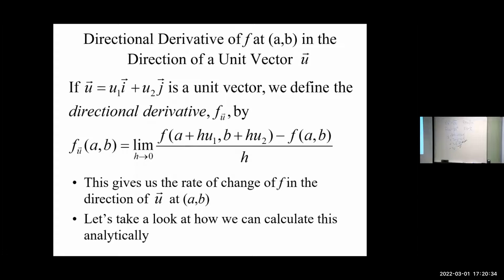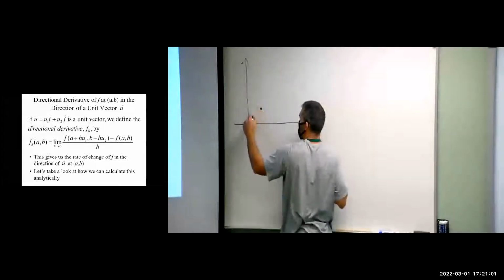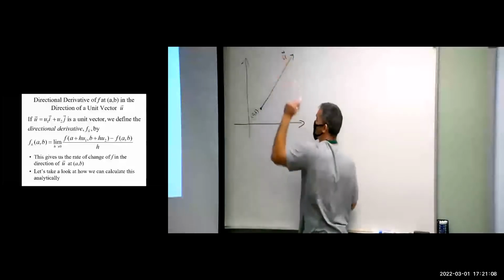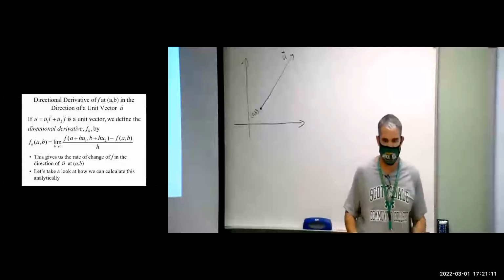I want to take a look at how we can calculate this using a little bit of trig and something we just talked about, because something's going to come out of this that is very interesting. Actually, a lot of things come out of this that are very interesting. I know we don't do a lot of derivations in here, but this one I think is worthwhile. So we'll just start with a plot. And this is going to be our point, (a, b). And let's say that's our unit vector u. That's the direction, some arbitrary direction that we want the derivative in.